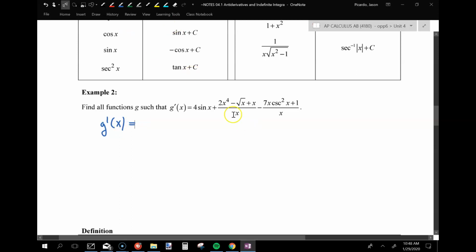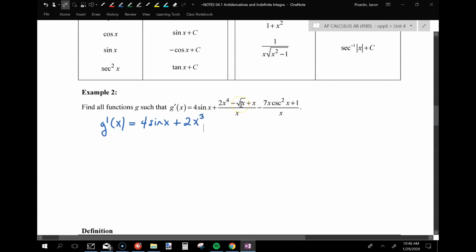All right, so 4 sine of x. Am I going to do anything with that, or is that going to stay the way it is? It's got to stay, right? Can't do anything with it. All right, x divided by 2x to the fourth. Can x go into 2x to the fourth? What do I get? 2x to the third.